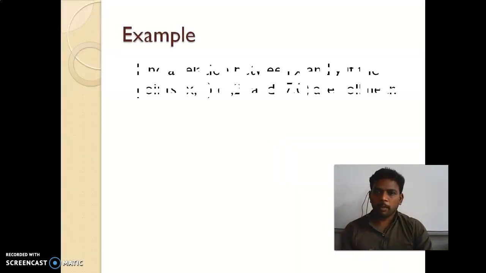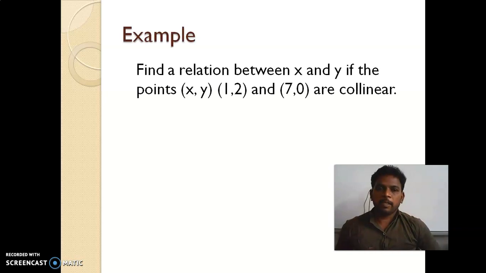Look at the next example. So find a relation between x and y if the points x comma y, 1 comma 2 and 7 comma 0 are collinear. Okay. So look at the solution video now.